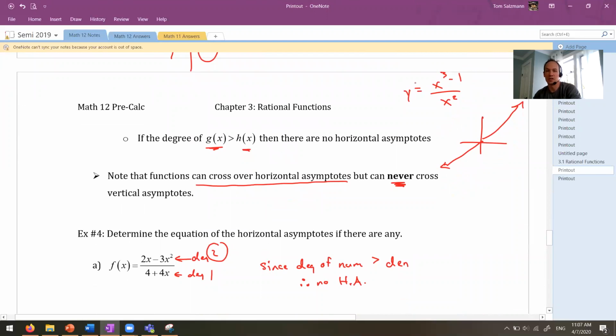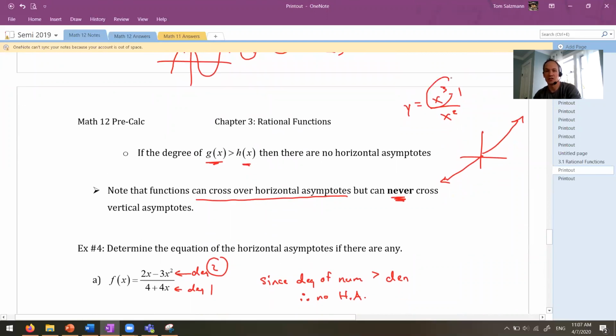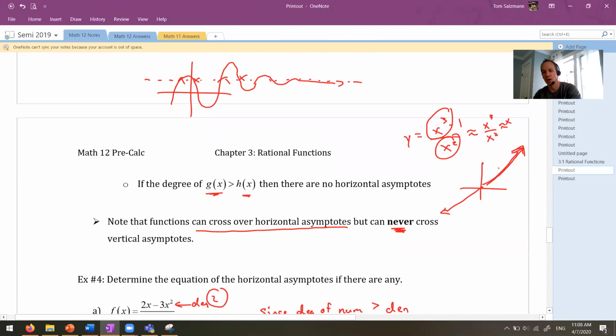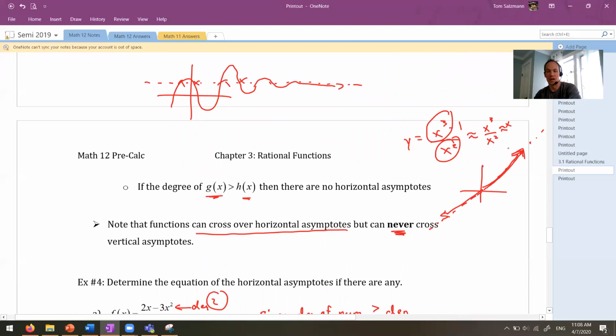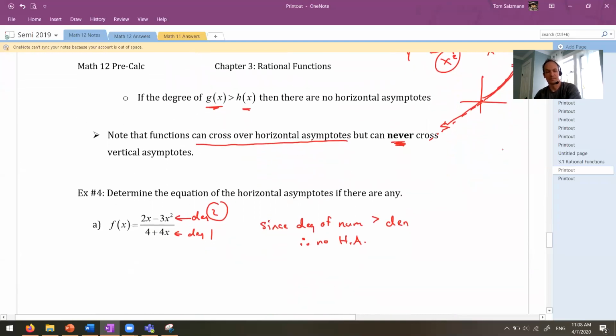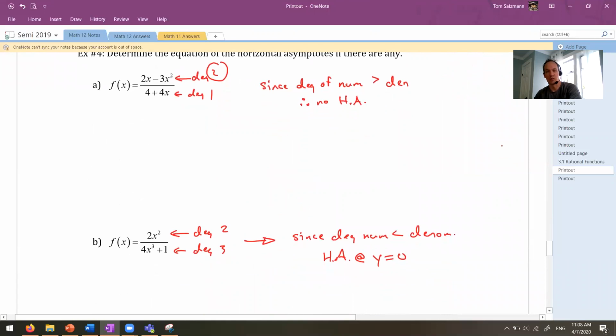Same thing on the top here. In this case, if you have x cubed over x squared, well, this is kind of like x. I can actually guarantee you that the graph here would kind of go up on a slant. In fact, it has what's called a slant asymptote. We're not going to learn about slant asymptotes, it's just a little too much here. Right now in this course, we're just going to stick with horizontal and vertical.